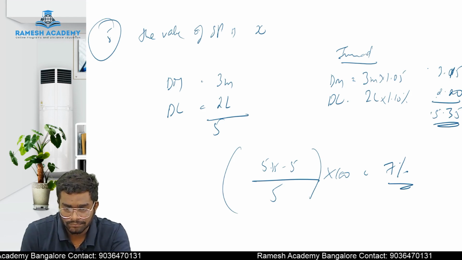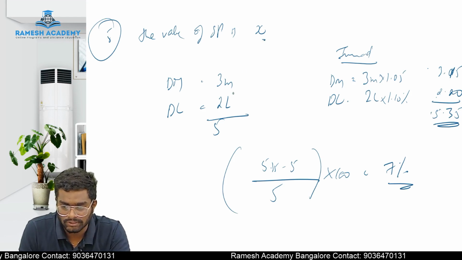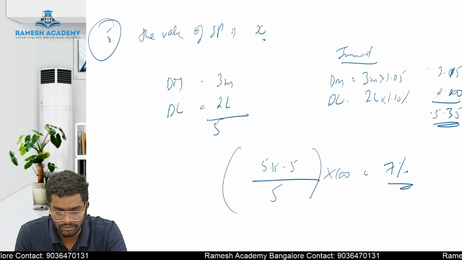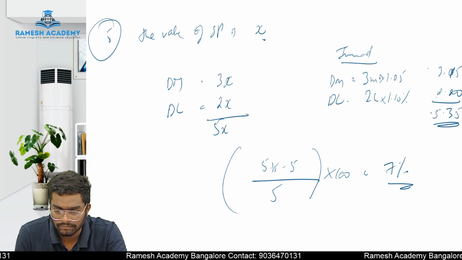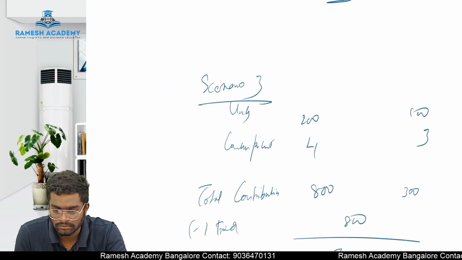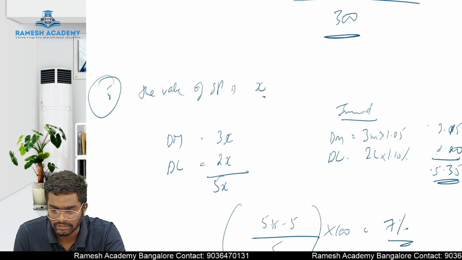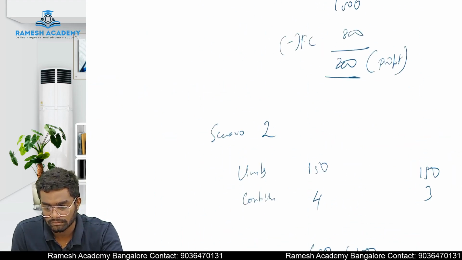So here I have taken x. Instead of writing M and L, I can take it as x only. So 5x, and here also it will be x, 5.35x. So there is an increase of 0.35. That's it. Simple.